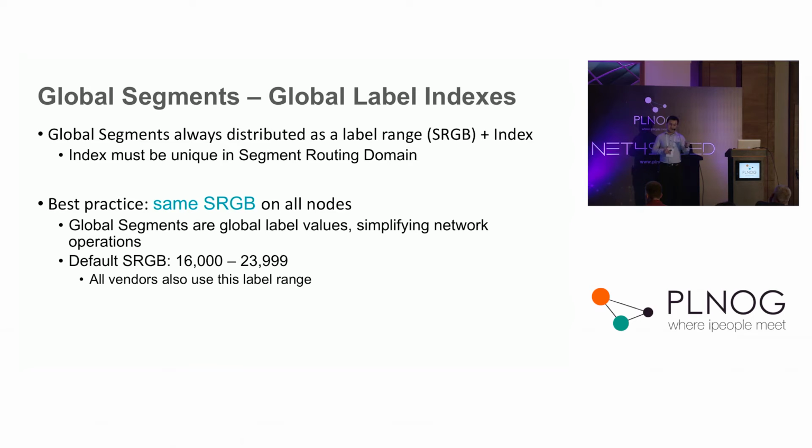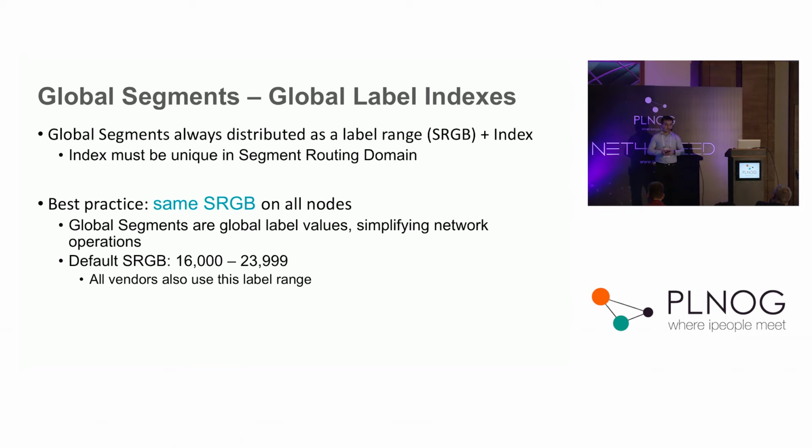Now we have the SRGB plus index. What it means is basically this. The SRGB starts from 16,000, the range of values, and goes up to 23,999. So once you enable segment routing in your IGP domain, all of the nodes and routers will start distributing their prefix segment IDs, and those segment IDs, as I said, are part of that SRGB block, yeah?